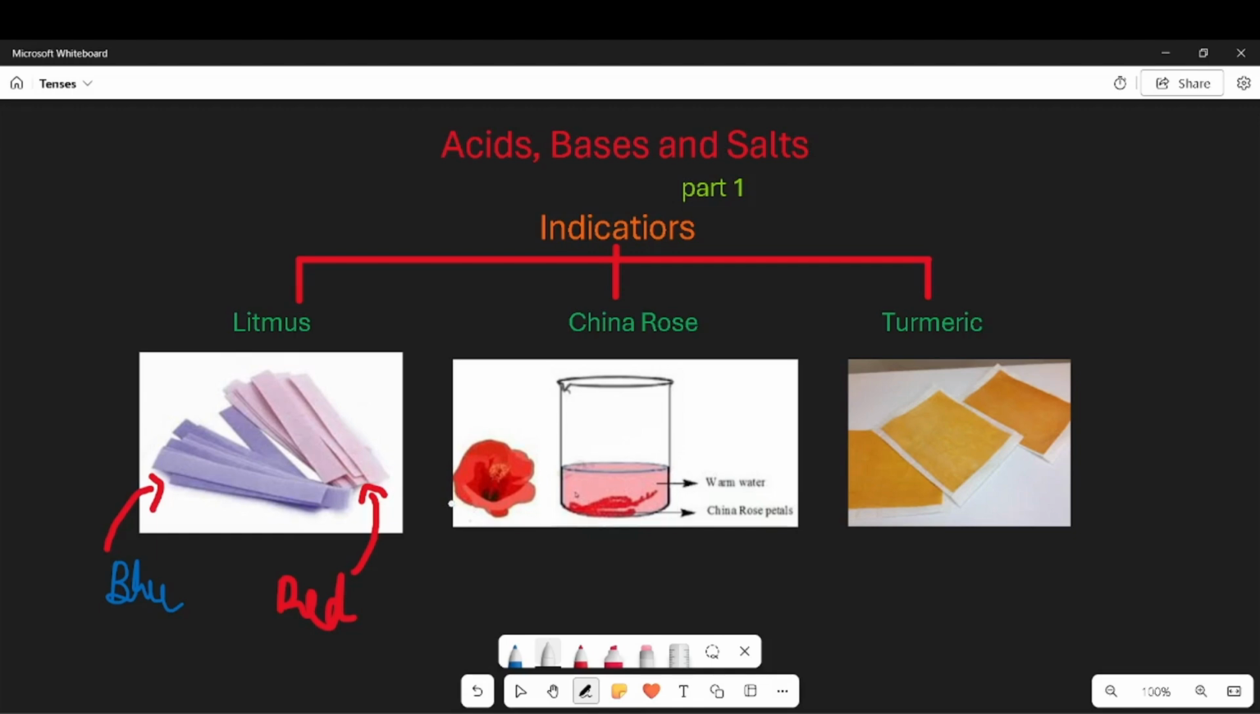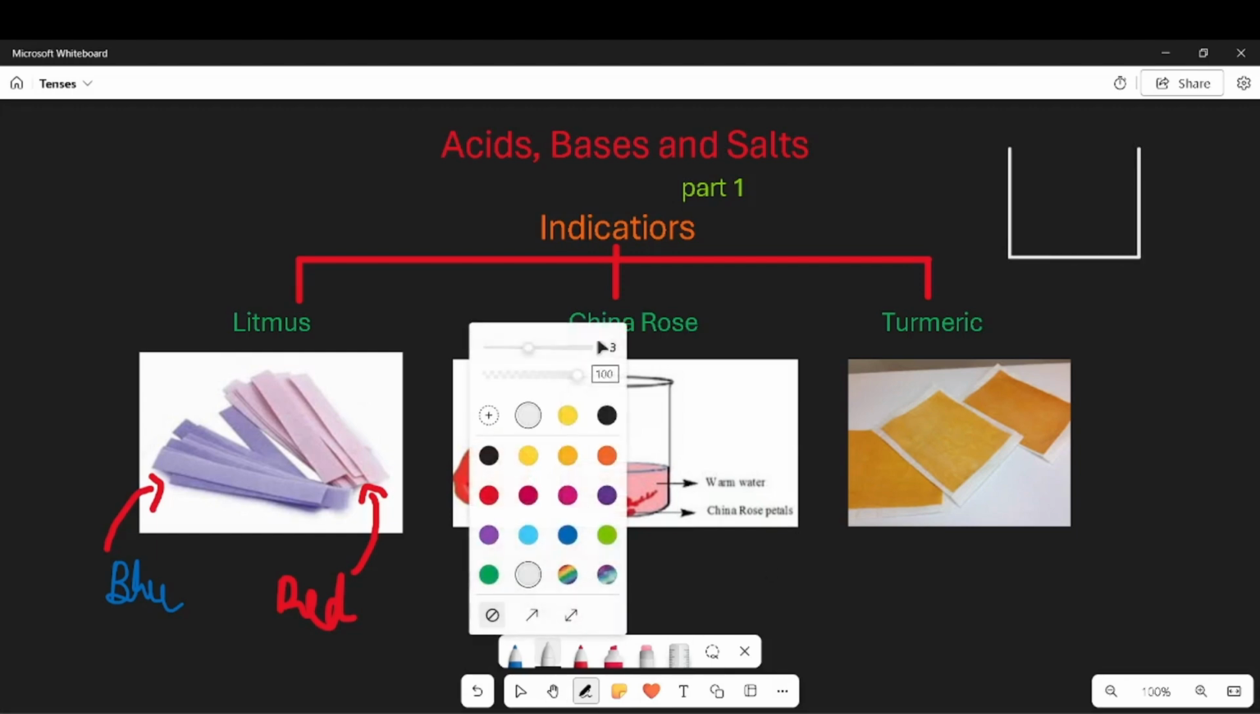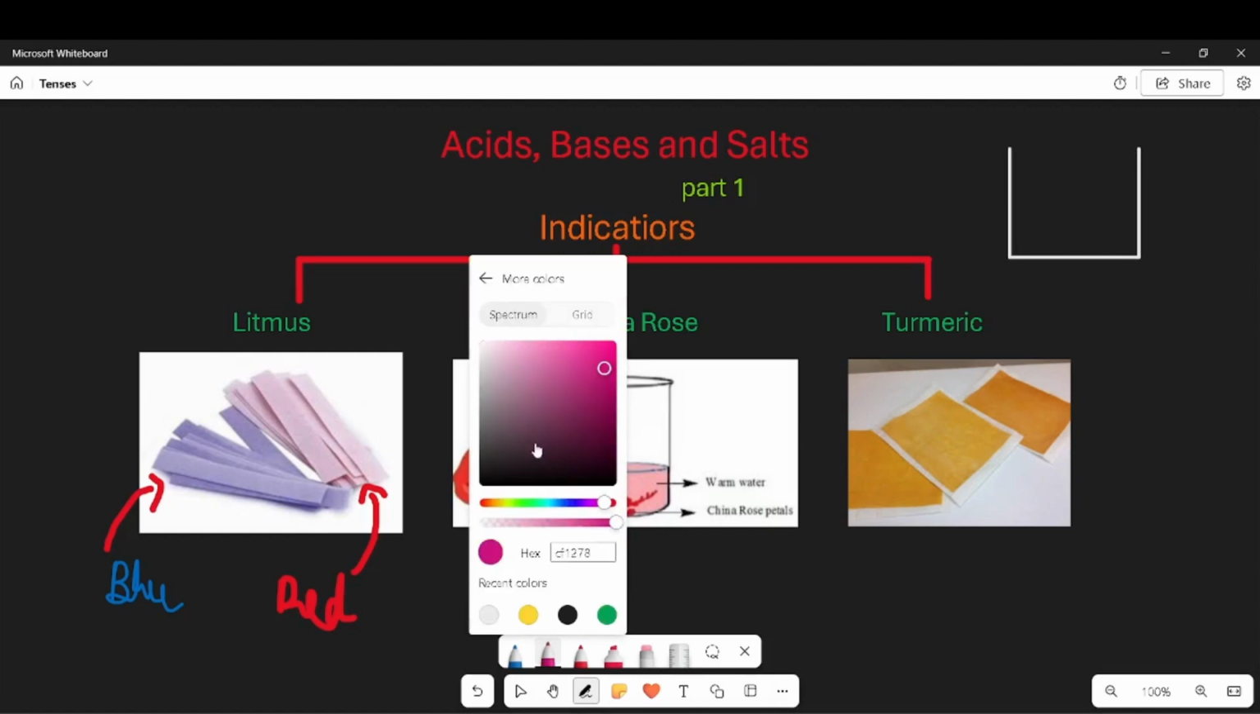So China rose is a pink indicator, and if you put an acid inside this, so let's take a beaker. That's a small beaker. Okay, let's take a beaker, and let's say this has pink.